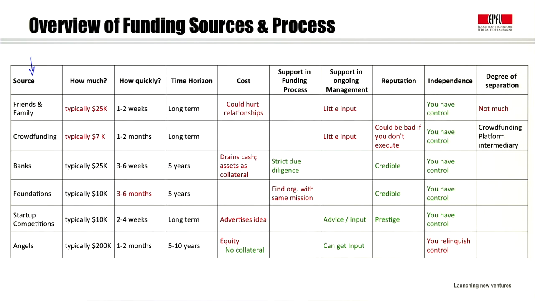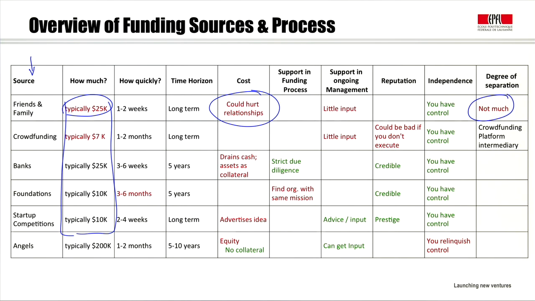So if you just look at friends and family, we're highlighting the fact that these are relatively small amounts of money. Actually, that goes for pretty much all of these first 5. If there's something wrong with your business, it could hurt your relationship. That's also related to the fact that there's not much of a separation between the investor and your team. Basically, you know them; they're your relatives and friends.